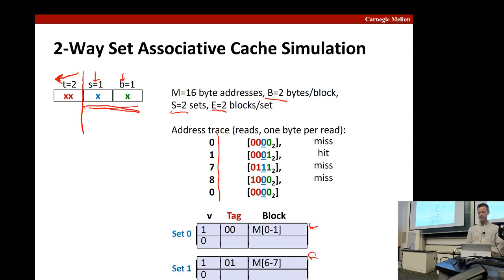Then another miss, but here it's in set 0. The tag is 1, 0. We don't have a tag of 1, 0 together with a valid bit anywhere here. So it's still a miss, but there's space for it without having to evict anything. So we get this in the cache as before, but we didn't have to evict this earlier one, which gives us the win we're looking for, because now this has gone from a miss to a hit.